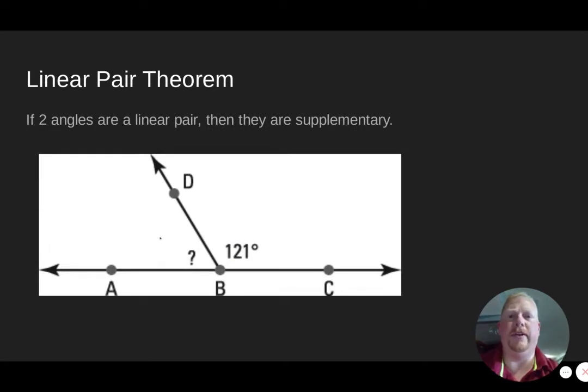The linear pair theorem says that if you have two angles that are a linear pair, they add up to 180. They are supplementary. And doesn't that make sense? Because if you go from one side of a line to the other, it's a complete 180 degrees. So if angle DBC is 121, that means angle DBA has to be 59 degrees, based off the linear pair theorem.